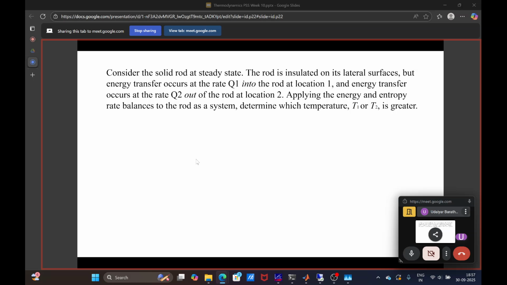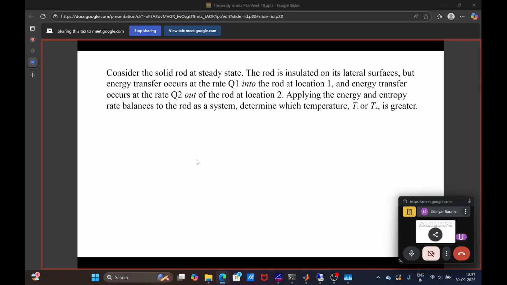So we have a solid rod which is at steady state. In steady state, with respect to time, there is no change. What is given is, consider a rod, the surface is insulated except the two ends, and from one end you have heat coming in, say q1, and this surface is at temperature T1, and at the other end you are losing heat q2, and this is at temperature T2. So there is heat coming in and heat going out. This is the process which is happening.